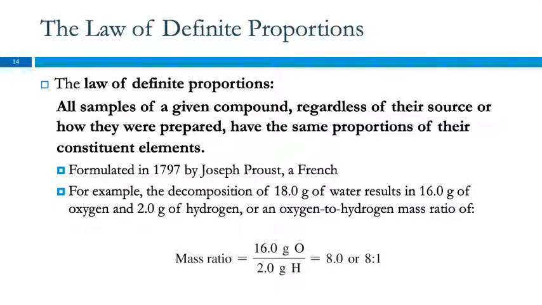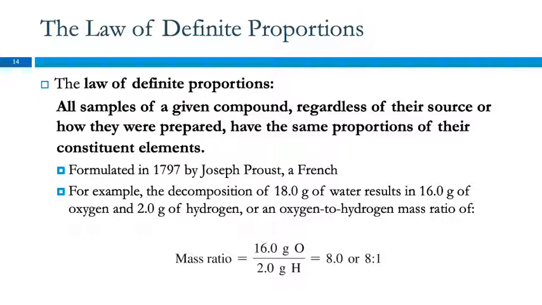Another law of importance here is called the law of definite proportions. This says that all samples of a given compound, regardless of their source or how they were prepared, have the same proportions of their constituent elements. This was formulated in 1797 by Joseph Proust, a French chemist.